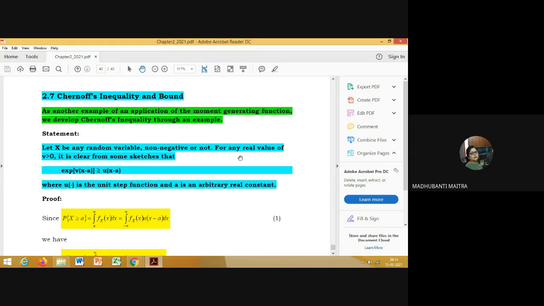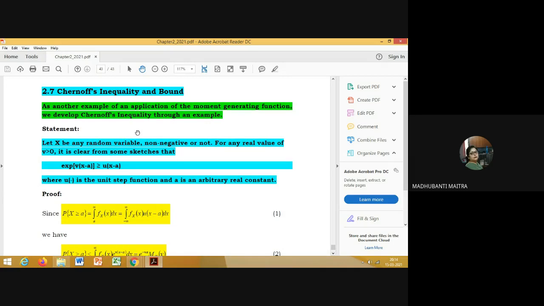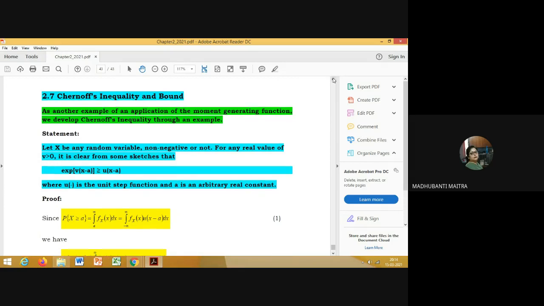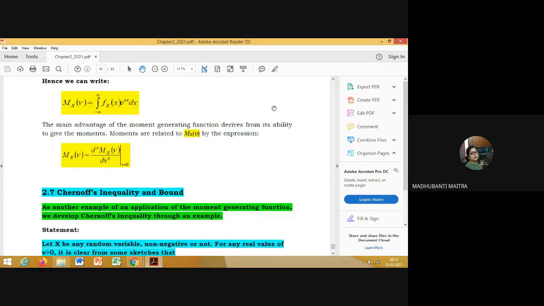So now one form of expression is like this, where we discuss Chernoff bounds in the context of the moment generating function, right? So let X be any random variable, non-negative or not. So for any real value of v, please note down this expression, M_X(v).